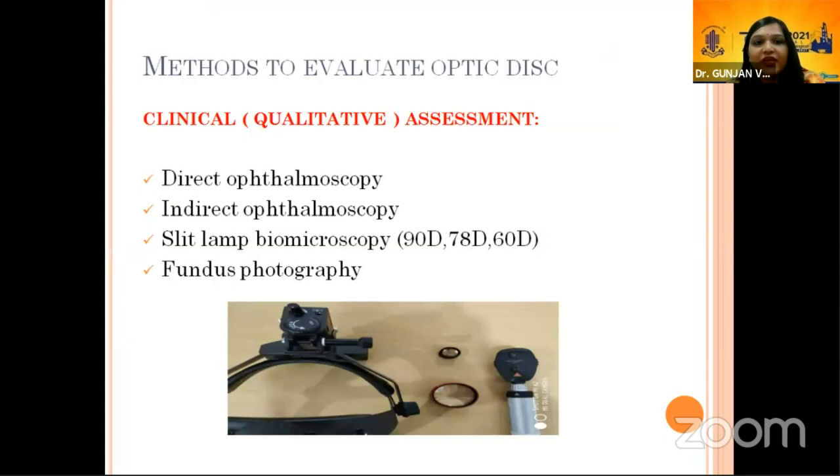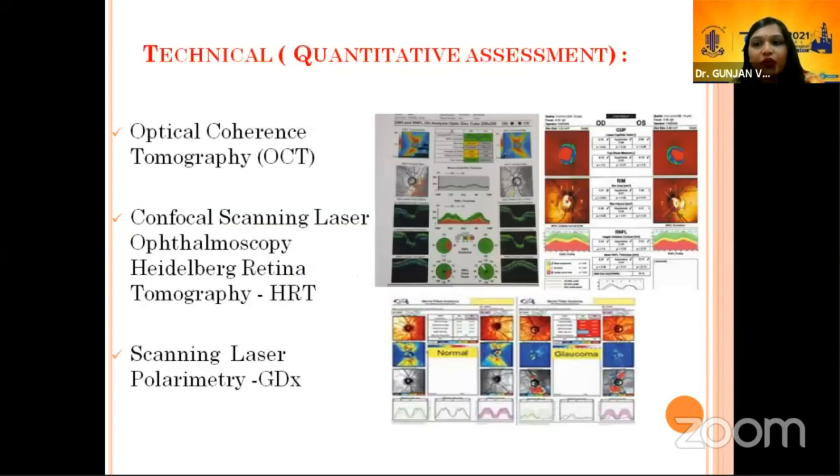There are various methods to evaluate the disc clinically. One is qualitative assessment, that is by direct and indirect ophthalmoscopy, slit lamp biomicroscopy using various lenses, and by fundus photography. While the technical or quantitative assessment includes OCT, HRT, and GDx.